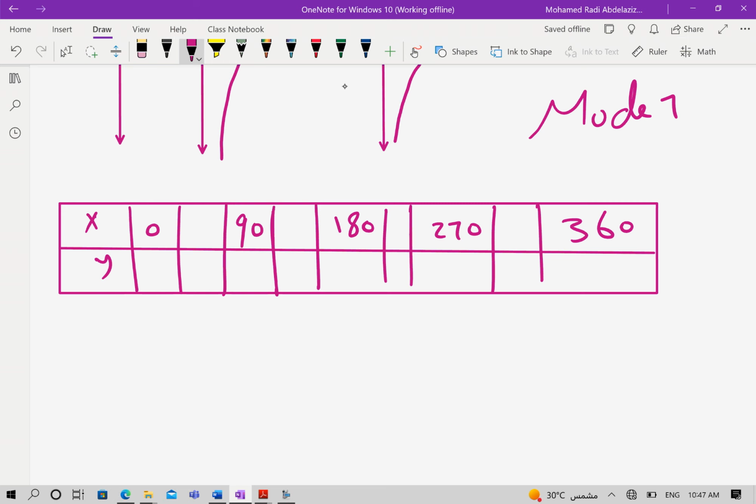If you write tan as sine x over cosine x, correct? At 0 it is 0. I prefer to use 45. But if you take 90, infinity, 180, infinity.